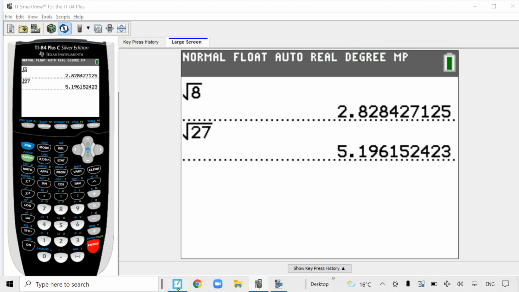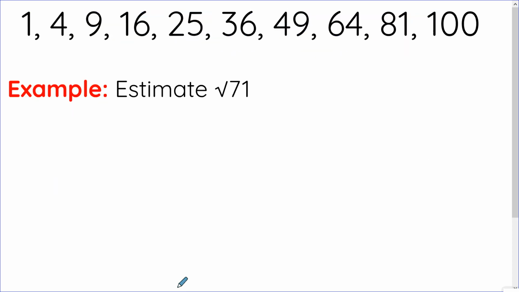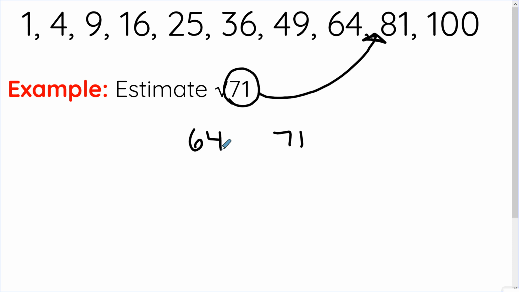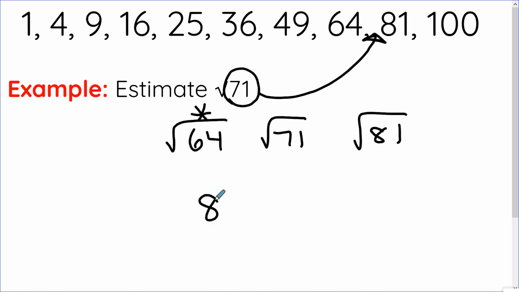Okay, let's try another one. Let's try estimating the square root of 71. So 71, not a perfect square, but it's in between 64 and 81. So since 71 is in between 64 and 81, the square root of 71 will be between the square root of 64 and 81. So you just have to look at it and see which one it's closer to. Well, 71 is closer to 64 than it is to 81. That means the square root will be closer to 8 than it is to 9.